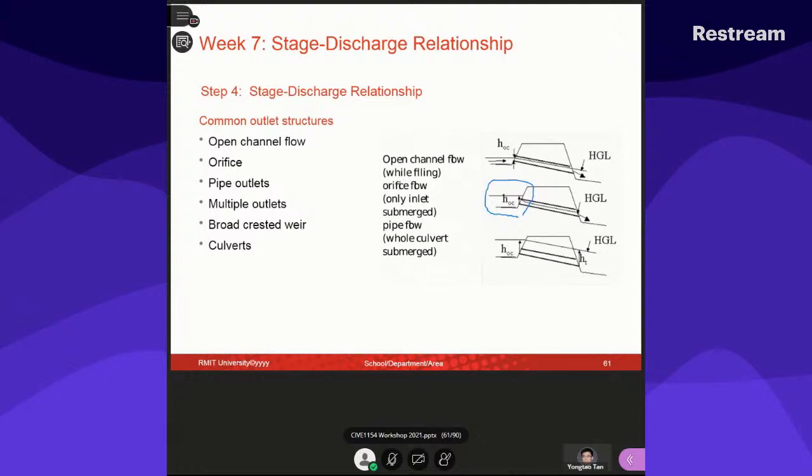The last one is the pipe flow. The whole culvert is submerged, including the inlet and outlet. In this case, you can see that the HGL is higher than the upper part of the pipe. That means the water in the pipe is under pressure.